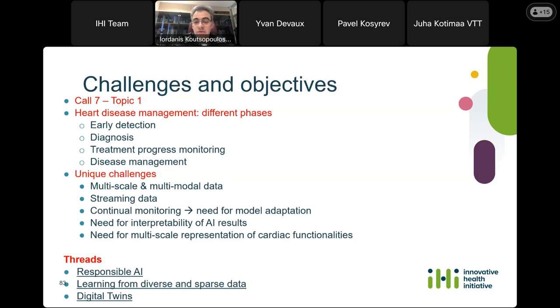In addition, this is a very sensitive area where interpretability of the results of the AI algorithms is needed. And last but not least, the need for multi-scale representation of cardiac functionalities. So I'm here to discuss three threads that we are working on and have expertise in: responsible AI, learning from diverse and sparse data, and digital twins.